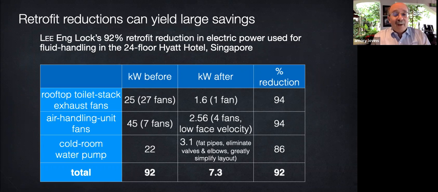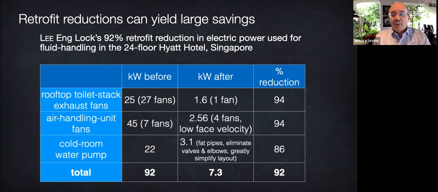So look at this example. It's a 24-story Hyatt hotel in muggy Singapore where Mr. Lee retrofitted a 92% reduction in the electricity used to move air and water. He cut 27 toilet stack exhaust fans to 1. That went from 25 to 1.6 kilowatts. It went from 7 to 4 air handling unit fans, redesigned with low face velocity, as we discussed in the buildings lecture. That went from 45 to 2.6 kilowatts.